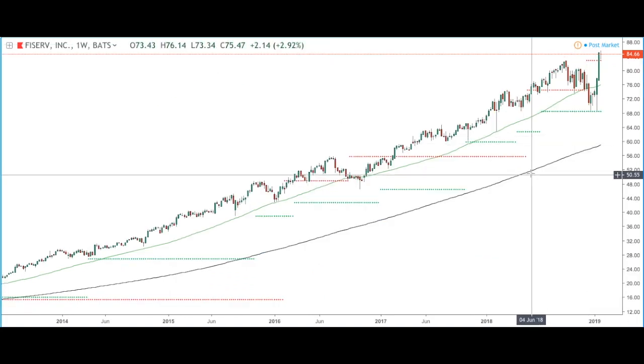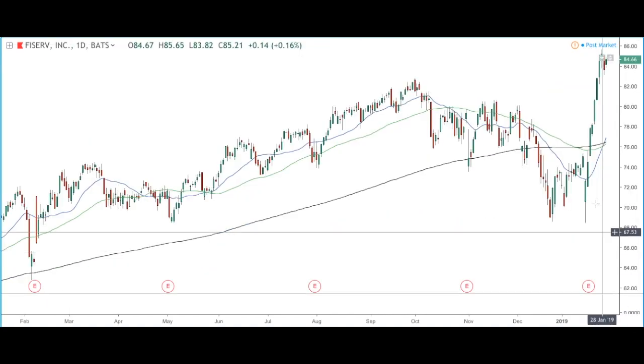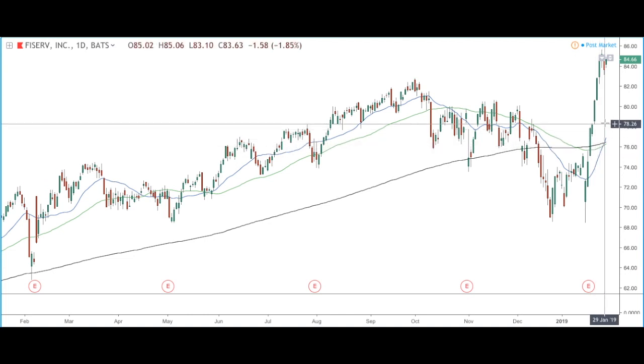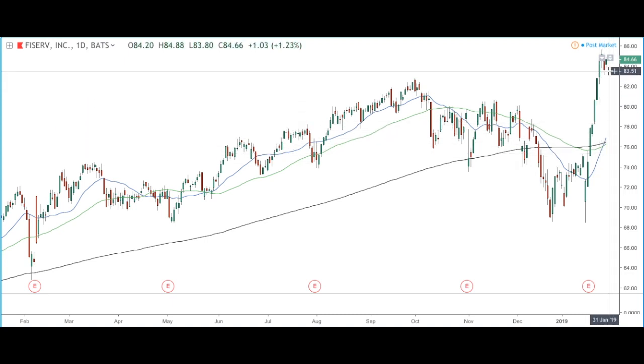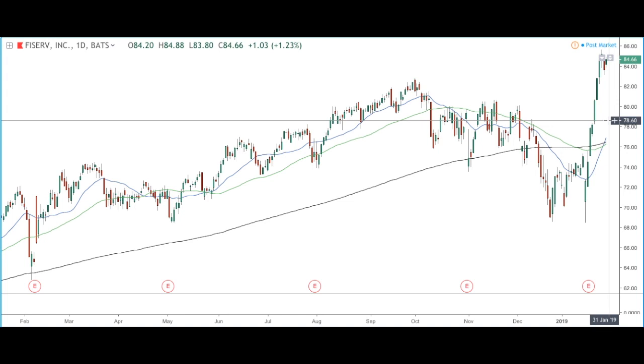Looking at the weekly time frame, we can see that price is trading above the 50 and 200 moving averages. And on the daily time frame, price is trading above the 50 and 200 moving averages as well. The only issue here is that we don't have the 50 moving average trading above the 200 moving average just quite yet, but if price continues on with the way it's going now, the 50 moving average will shortly be trading above the 200 moving average, and we will have the alignment that we're looking for on this stock.